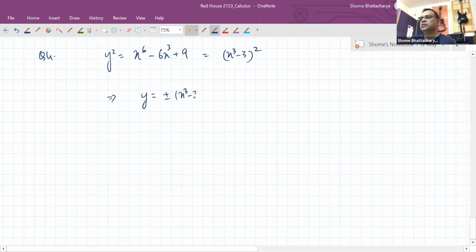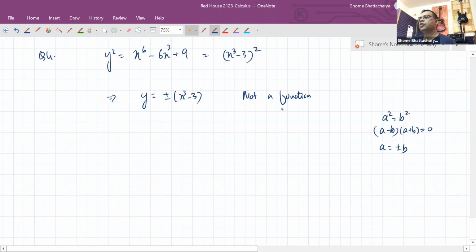Because if I say that a square is equal to b square, then it means a minus b into a plus b is equal to 0. So a is equal to plus minus b. So this is technically not a function. Sorry, we don't really need the mod here.